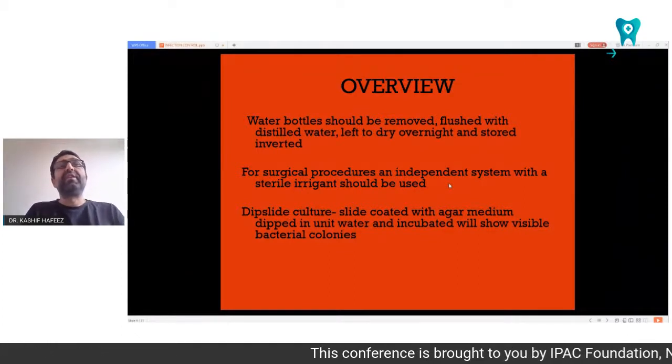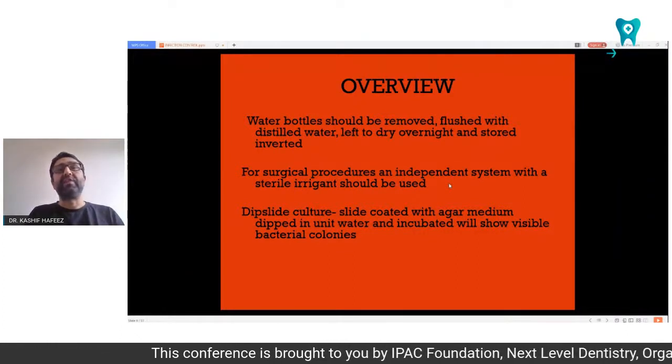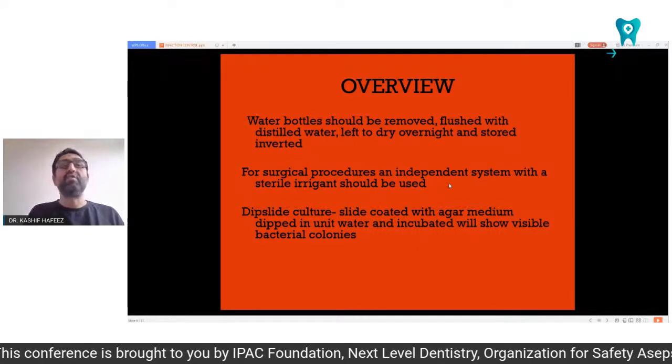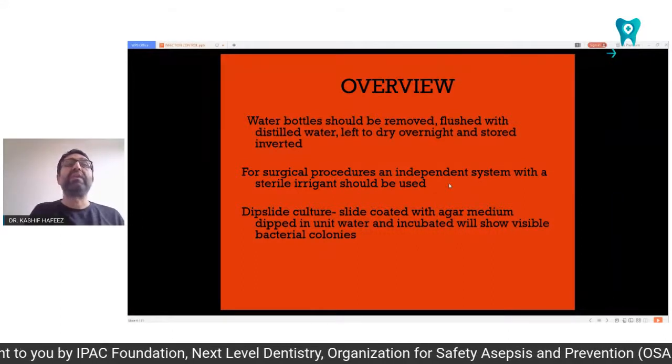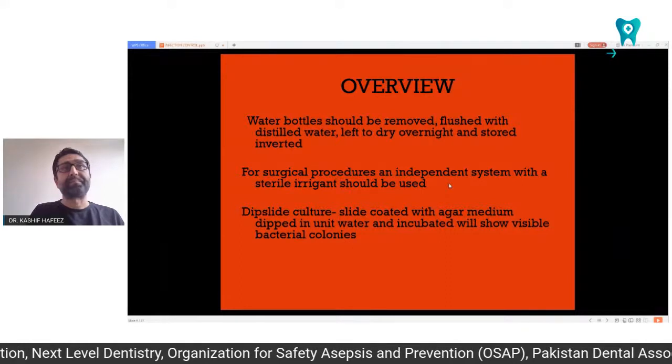Dip slide culture, saline coated with agar medium and incubated. So that is another test you can do to see how clean your surgeries are.